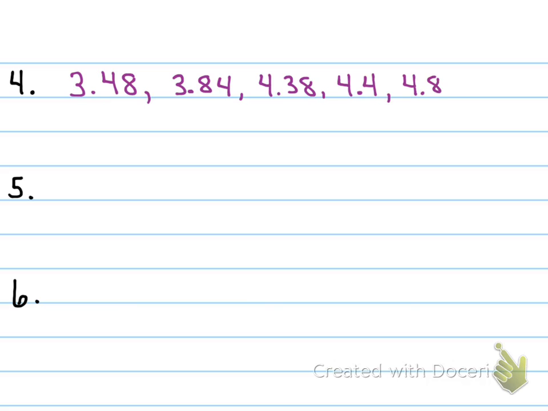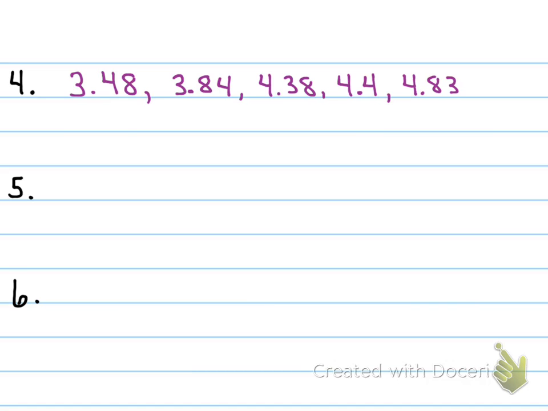What's the smallest number? 3.48. Okay, we're going to say it correctly. 3 and 48 hundredths. All right, what's the next one? 3 and 84 hundredths. What's the next one? 4 and 38 hundredths. What's the next one? 4 and 4 tenths. Very good. And what? 4 and 83 hundredths.